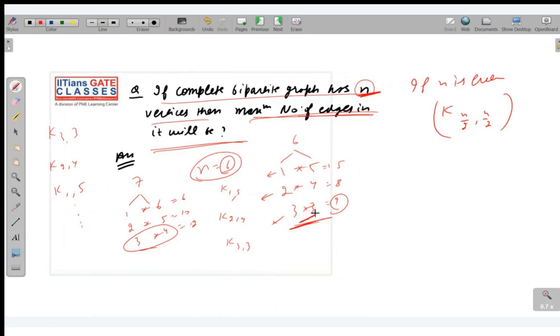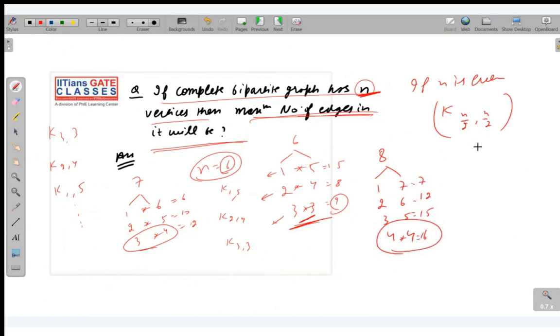Any doubt? No, sir. If you want, you can think like this: 8 can be divided as 1 and 7, 2 and 6, 3 and 5, 4 and 4. So 4 4 is 16, 5 3 is 15, 6 2 is 12, and 7 is 7. What is the maximum? 4 into 4. So divide it into half and half. That is the best way.